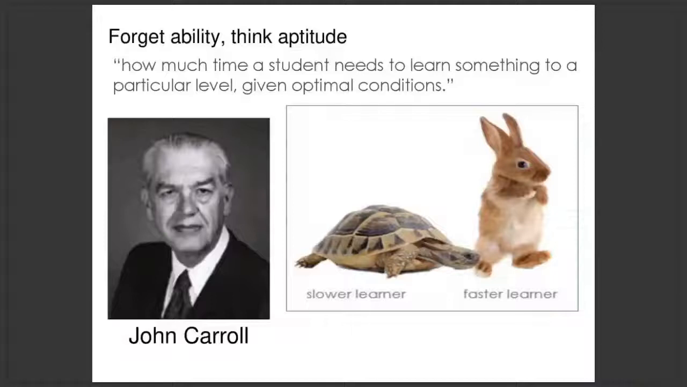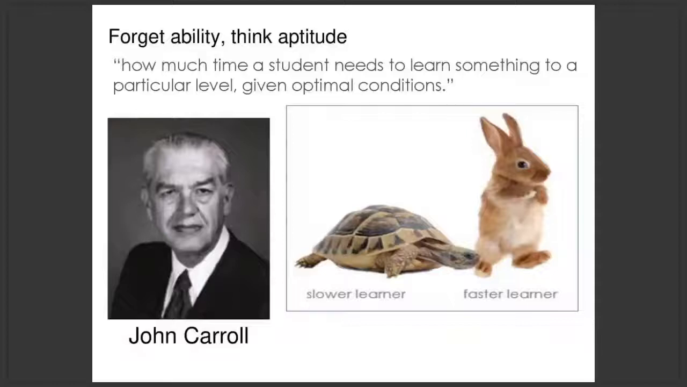However, if that's how we think of things, it tends to result in limits. You say a student just can't do that well because they're not high ability. Carroll had a different idea, which was to turn the quantity into something that you could control. And he called it aptitude, and he defined it like this. A student's aptitude for a particular subject is how much time they will need to learn something, let's say a particular concept, to a particular level, given optimal conditions. So it's how much time it takes and not their ability.